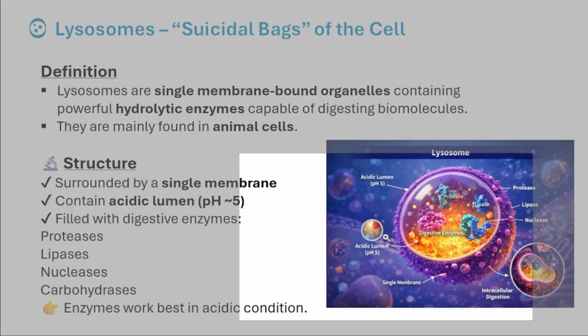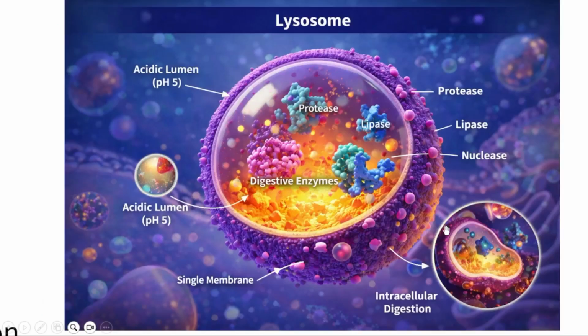These enzymes work very best in acidic conditions. See, this is the protease. This whole thing is the lysosome. Very simple structure: a lysosome with a single plasma membrane, and this is the protease enzyme. This is the lipase enzyme, and this is a digestive enzyme, and this one is the nuclease.